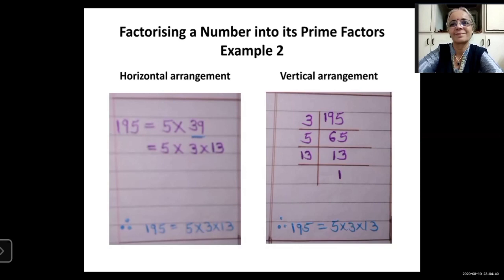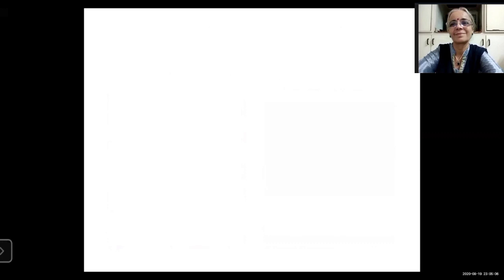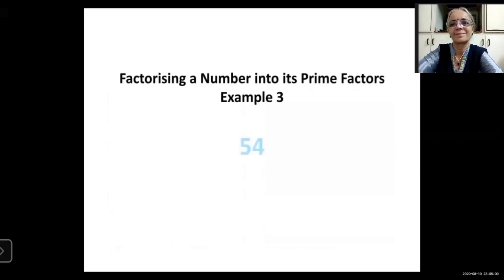Now, children, I'm giving you one sum and you will do it in horizontal arrangement now. In vertical arrangement, you will do it after the session, because whether you get the correct answer is not that important now. Okay. So, your next example is 54.